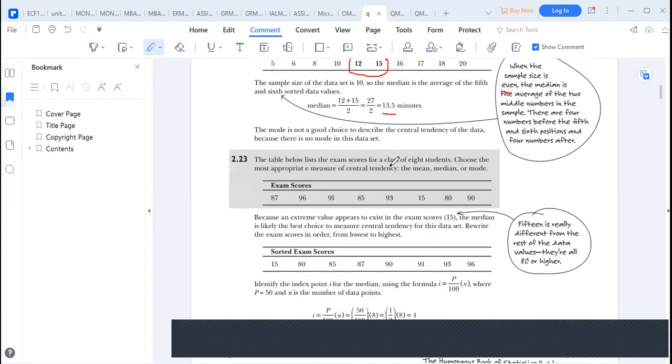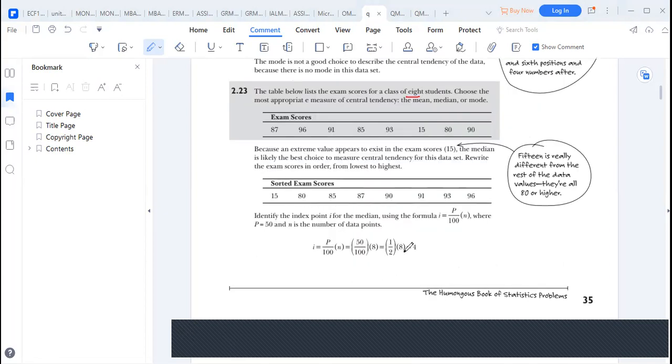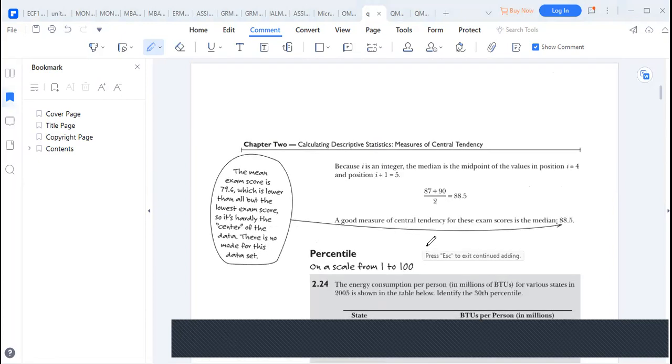So here we also have data with how many students? 8 students. Already this is what? An even number. So half of 8 is what? Half of 8 is 4.